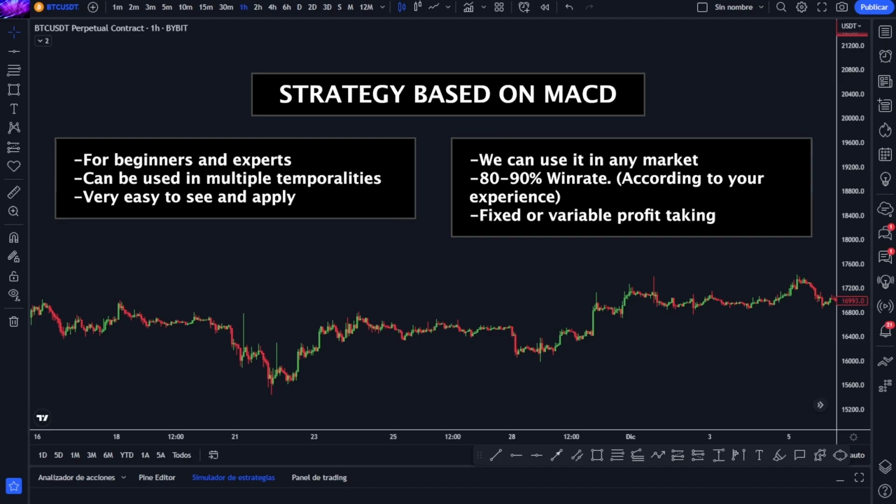It can be used in multiple timeframes, and above all it is very simple both to see and to apply, because there are some strategies that would be simple to apply, but it costs a little more to see them in the real market. Not this one in particular, it is very easy, and we will be able to use it in any market. As always, we are going to explain it in the Bitcoin chart. Remember that all our strategies, although they can be used in any market, we have adapted them a little to the high volatility of cryptocurrencies.